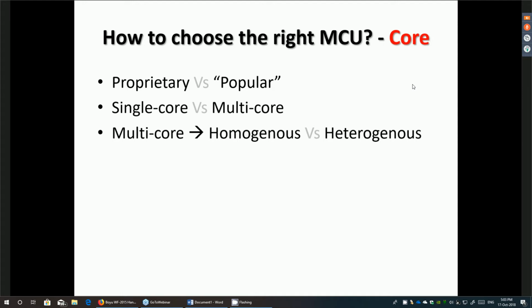So anytime you encounter a microcontroller with an instruction set that is tied to that particular architecture, tied to that particular family of microcontrollers made by that company, we are talking about a proprietary core. So what is the example of a popular core? Many of you would be familiar with a company called ARM, right?